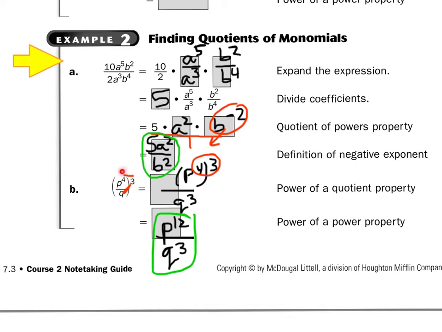So give the 3 to the p to the fourth power, and give the 3 to the bottom, to the q. So notice how I wrote p to the fourth power in parentheses, all raised to the third power, over q to the third power. And now I wrote the p and circled the 4 times 3. So that's p to the 12th power over q to the third power.